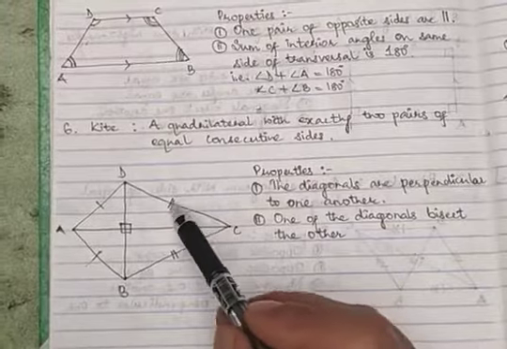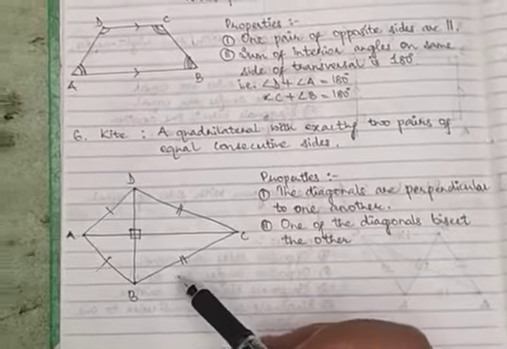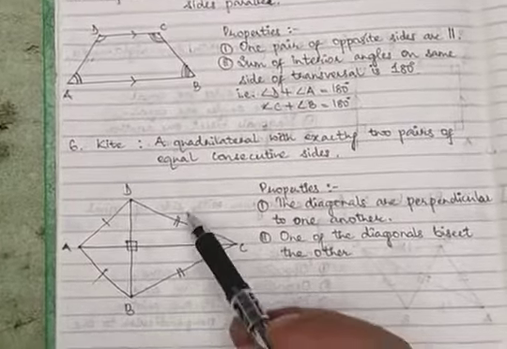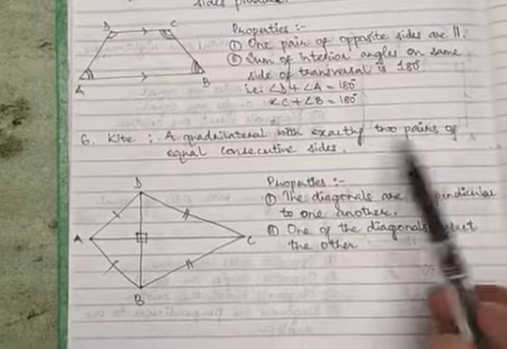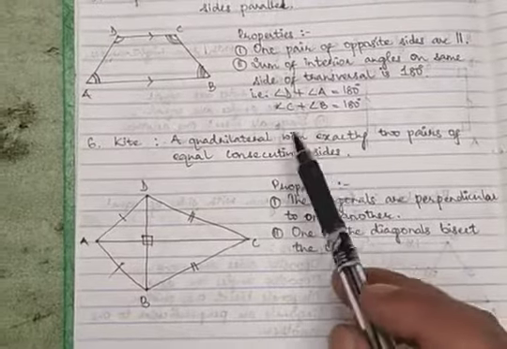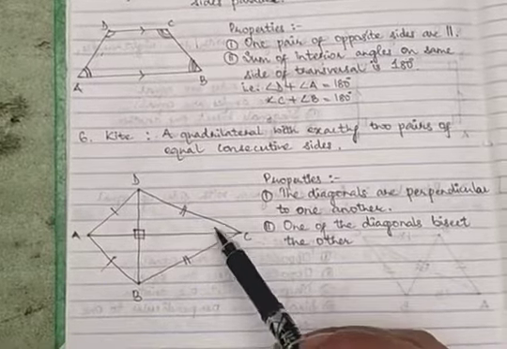BC with 2 marks and CD or DC with 2 marks. So that means this side is also equal. That is what we have written here: a quadrilateral with exactly 2 pairs of equal consecutive sides. See, 2 pairs of equal consecutive sides is known as a kite.